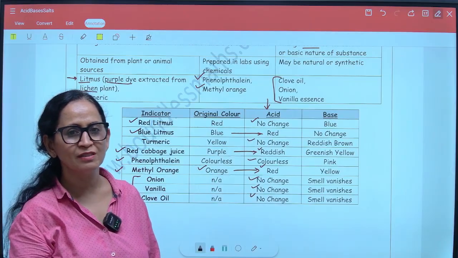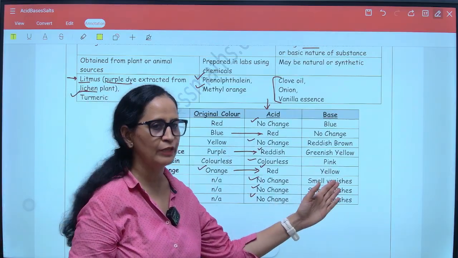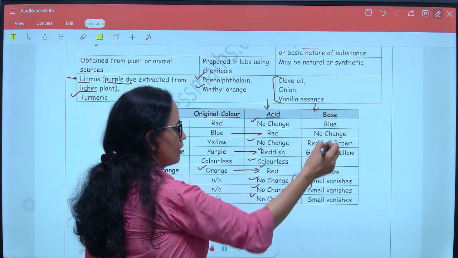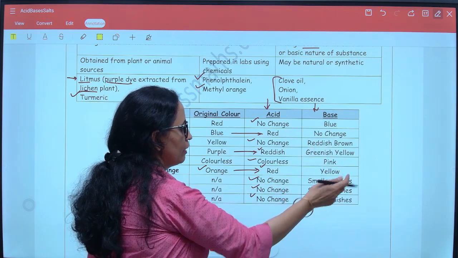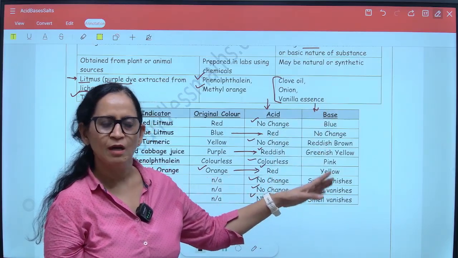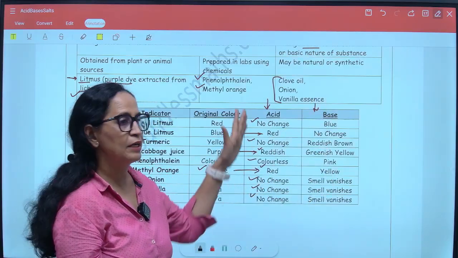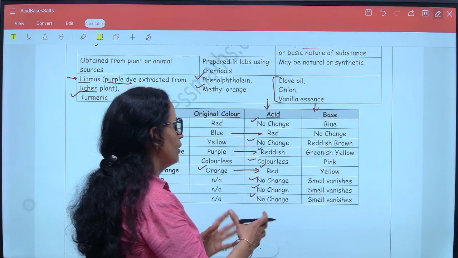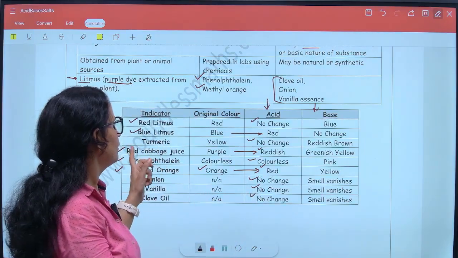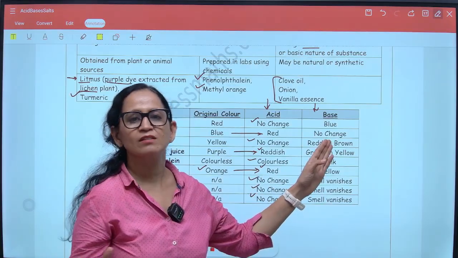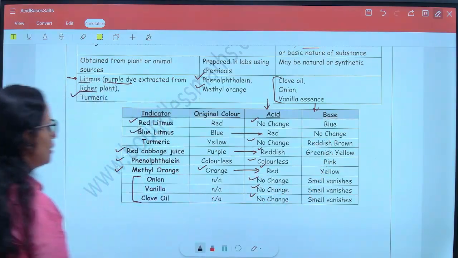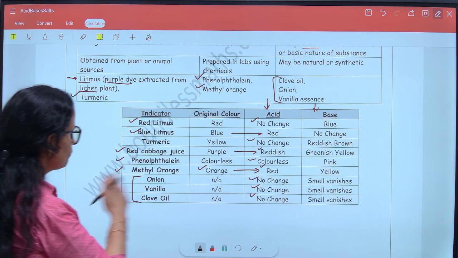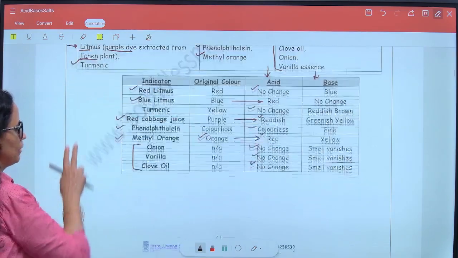So if you have a question saying something like a change in color to yellow, that means it has to be a base. All the other colors are in the column for bases: reddish brown, greenish yellow, pink, yellow. So all these colors are with bases. But acids only show red or reddish color change. Otherwise there is no change. So if the question says the substance X with turmeric shows a reddish brown color, that means X is a base. So just learn this table nicely. It is very important that you learn this table with the color changes to help you attempt the questions.